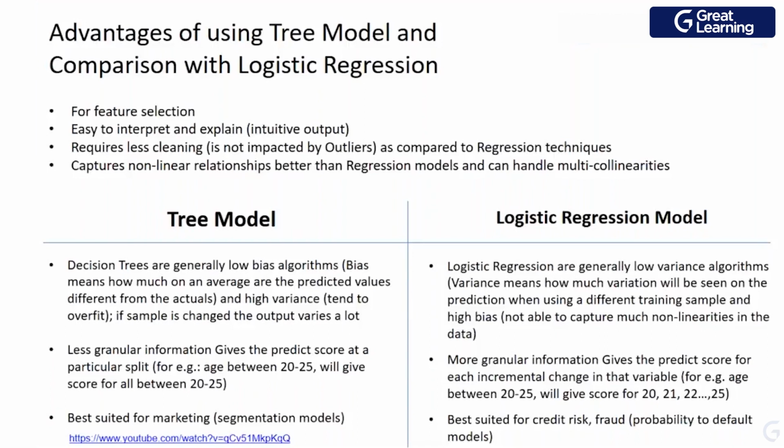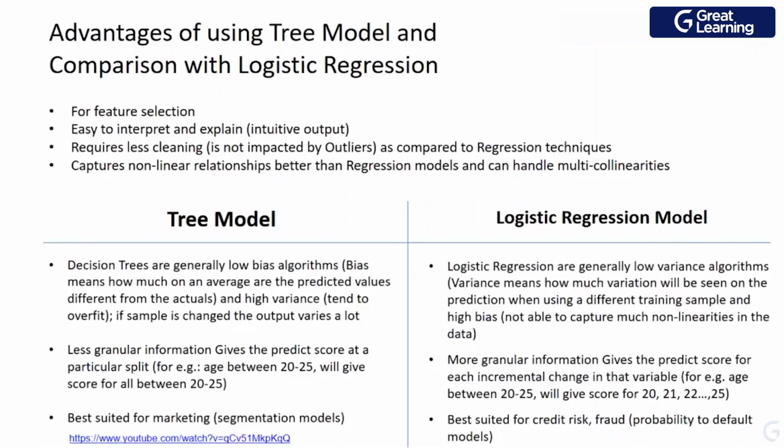And that's where decision trees are low bias algorithms, and it falls back to the same thing I told you previously, because it's able to capture non-linearities in data better, and hence it's a low bias algorithm. Whereas your logistic regression model is not able to capture the non-linearities in data much, and hence it's a high bias algorithm. Whereas decision trees, while low bias, are a high variance algorithm.